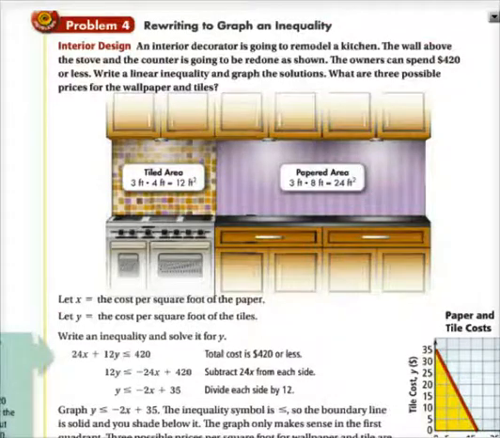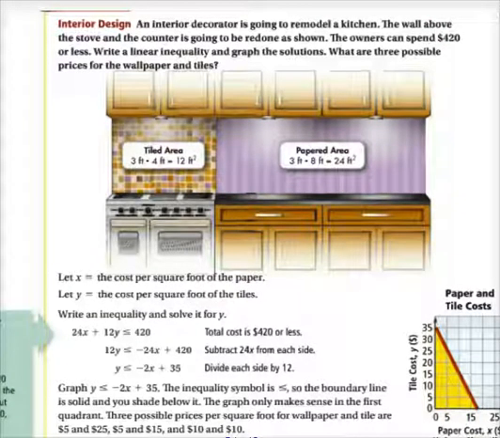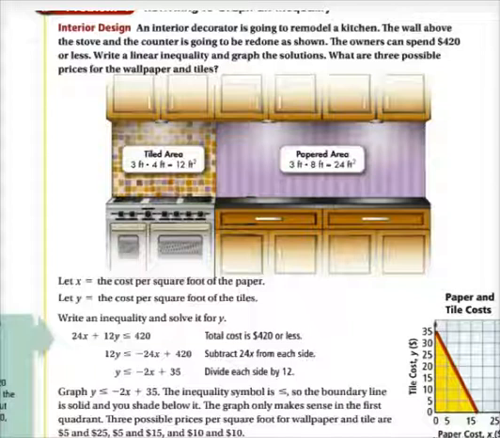All right, here's a word problem. An interior decorator is going to remodel a kitchen. The wall above the stove and the counter are going to be redone. The owners can spend $420 or less. Write a linear inequality and graph the solutions.